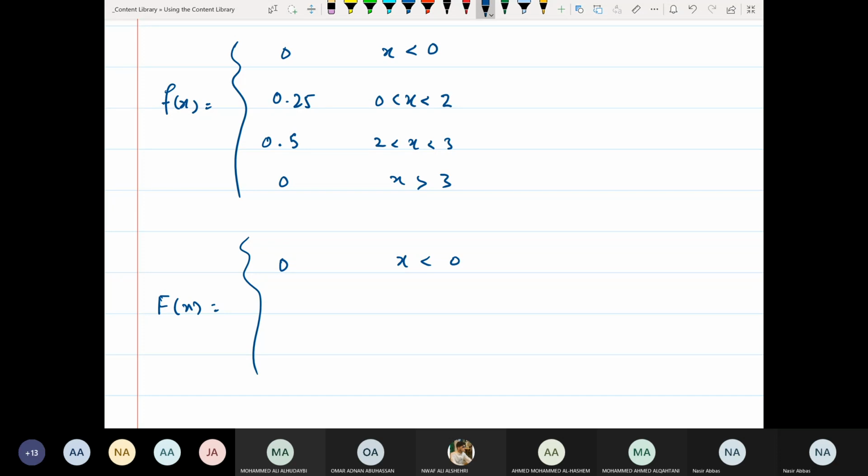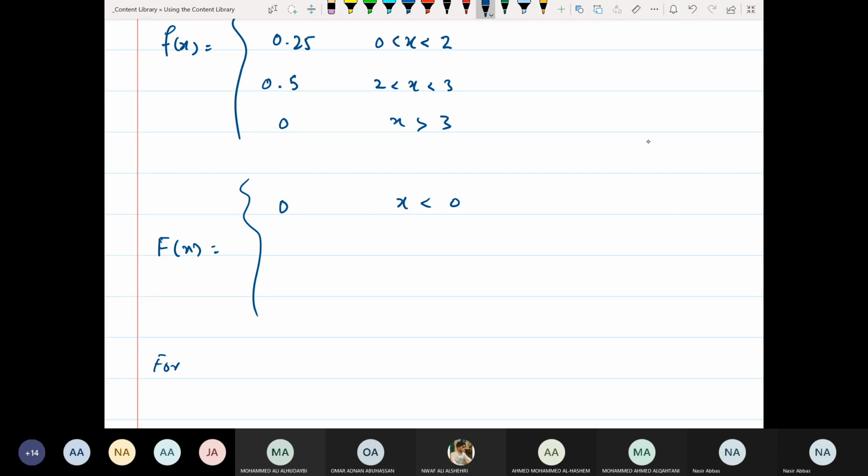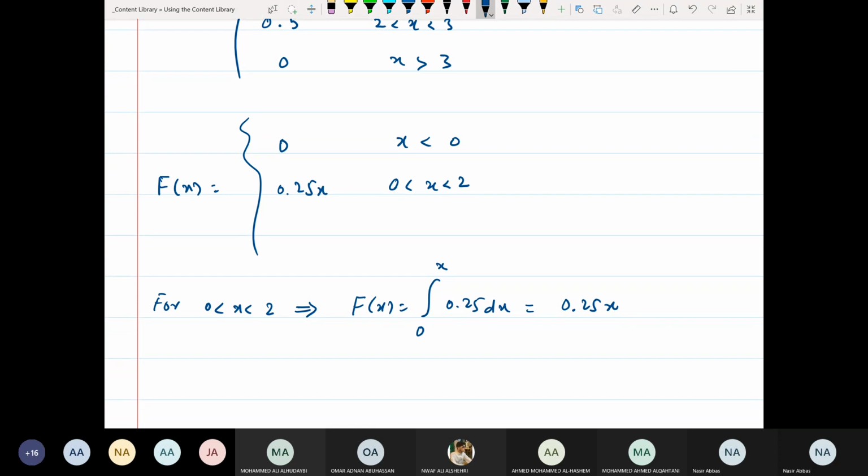For x between 0 and 2, the CDF will be the integral from 0 to x of 0.25 dx, and that will be 0.25x. The mistake we were making was here.